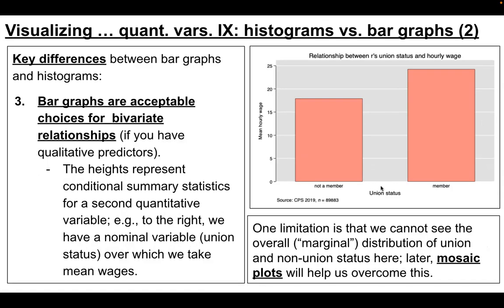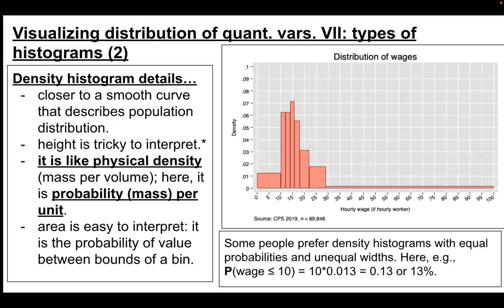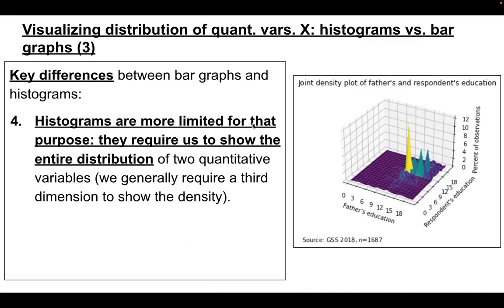There is a limitation here. There's several, but one of them is that this might imply that the number of union members and the number of non-members is the same. Actually, this is a ratio of about 10 to 1 or 9 to 1 non-member to member. So this bar graph doesn't really fundamentally communicate that, which is just a limitation to note. So in general, histograms are more limited for that purpose because they basically require us to show the entire distribution of two quantitative variables.